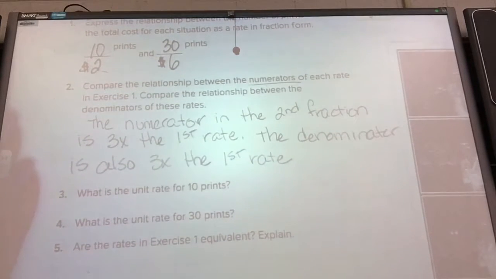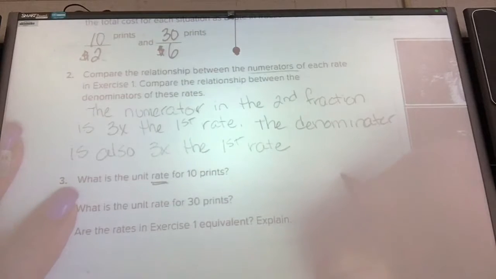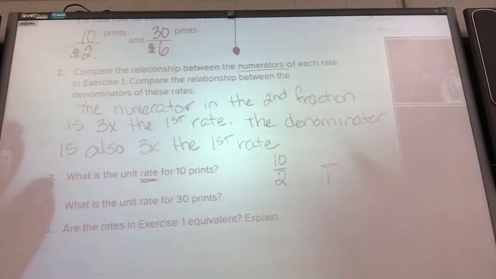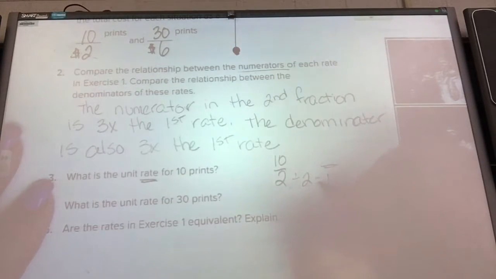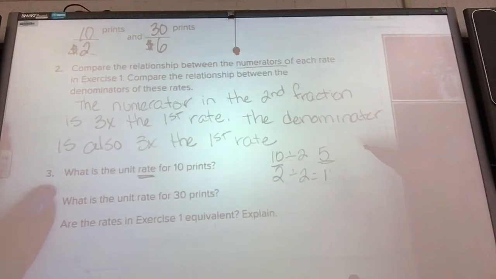So what is the unit rate for 10 prints? Unit rate. Remember, if it's unit rate, rate means it's got to be down to 1. So if it's asking for 10 prints, we start with 10 over 2. And we want to get that denominator down to 1. If you're still taking notes, make sure you pause so you're not missing this part of the lesson. So how are we going to get from 2 to 1? 2 divided by 2 is 1. What you do on the bottom, got to do on the top. So for that scenario, 5 prints are $1. Okay?